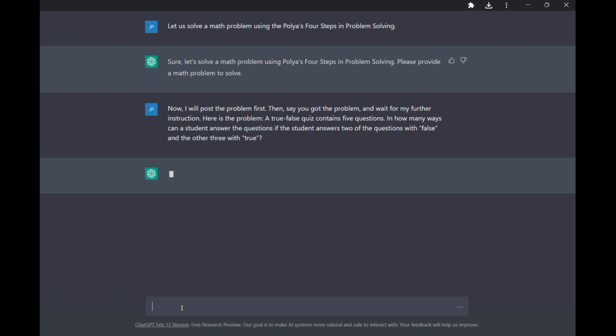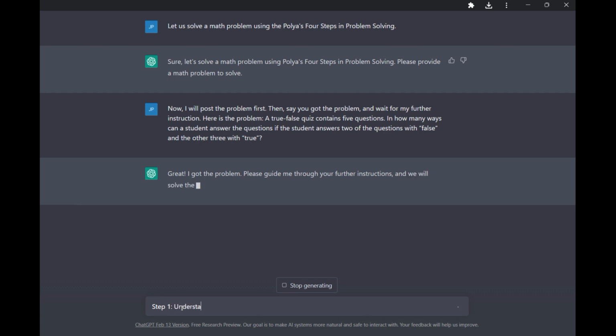Great. I got the problem. Please guide me through your further instructions, and we will solve the problem together using Polya's 4 steps. Step 1. Understand the problem. Rephrase the problem in a much simpler way. Identify the information needed to solve the problem, and identify what is asked about the problem. Write it in bullet forms.